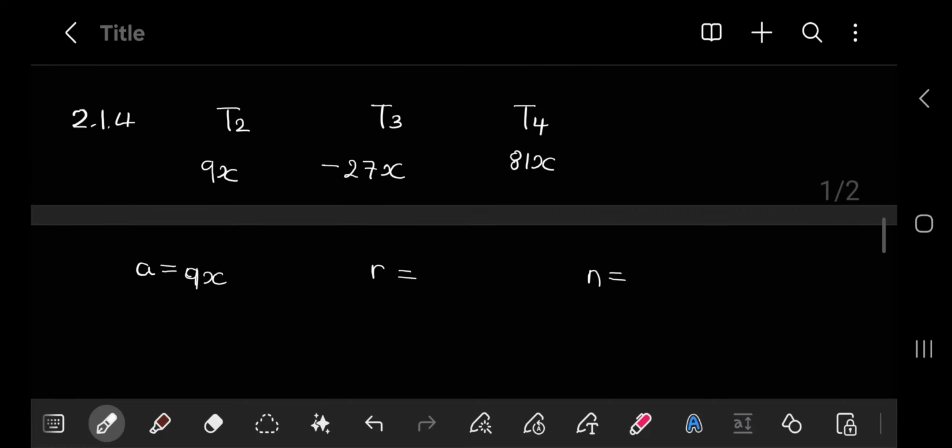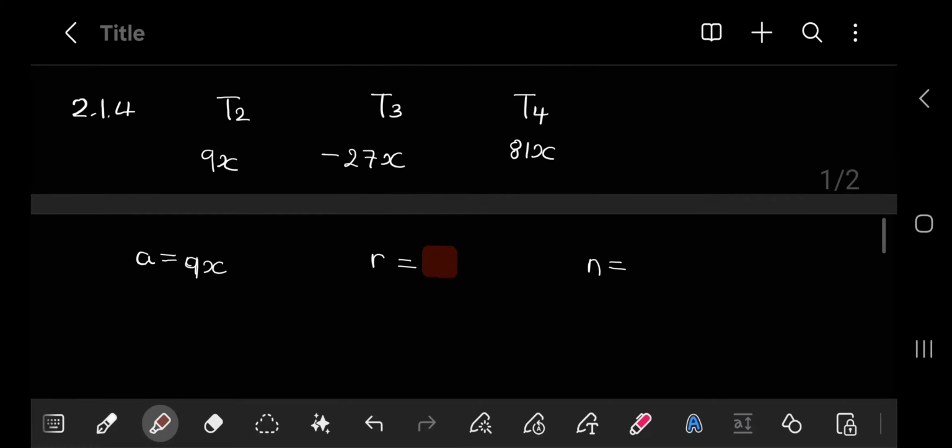Since this is geometric, we are looking for a, r, and n. Now a is always the first term that you calculated. R, we had already gotten that, it was negative 3. And remember, n is always the top value minus the bottom value plus 1. So that always works that way. Top value minus bottom value plus 1. So n is going to be 12.